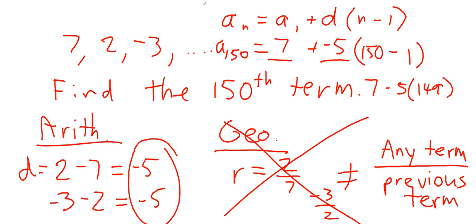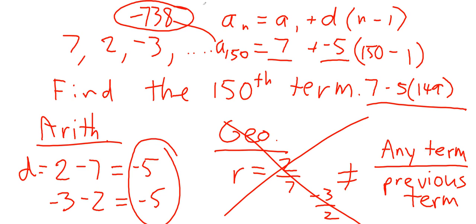Negative 5 times 150 is negative 750. Oh, wait, no. 149. I'm stupid. Plus 7. Negative 738. So that's the answer to my question. Negative 738. I definitely wasn't doing that right, so that makes sense.